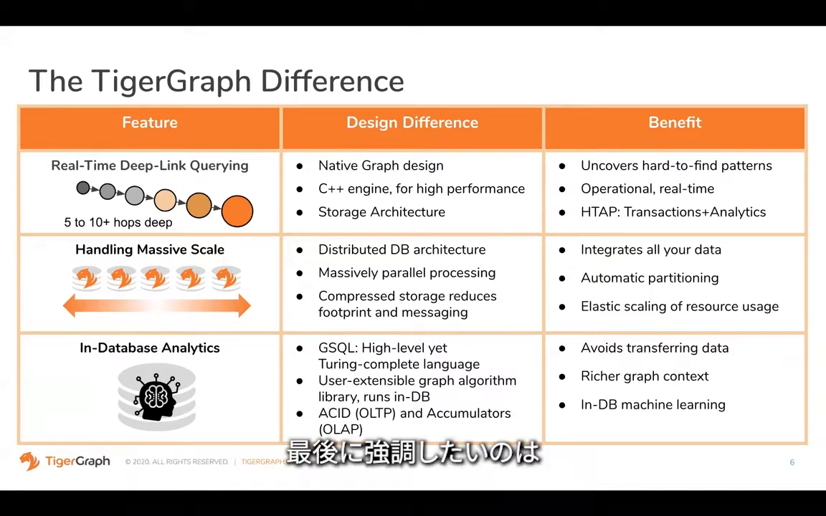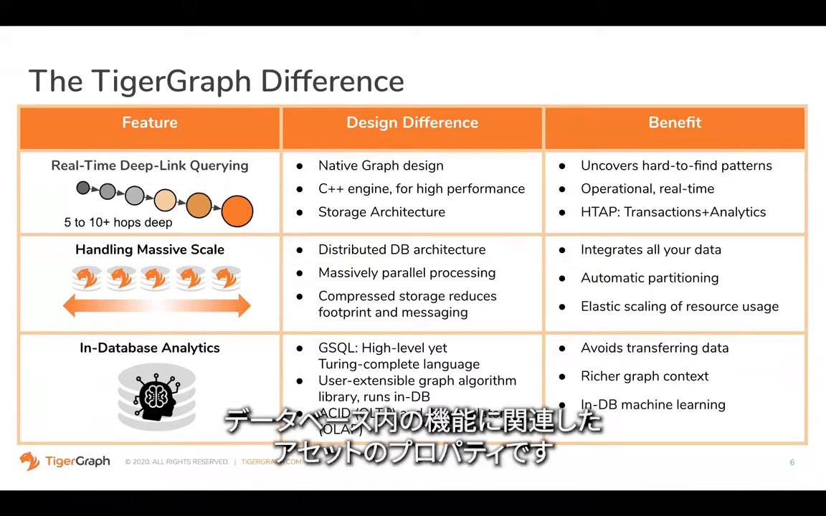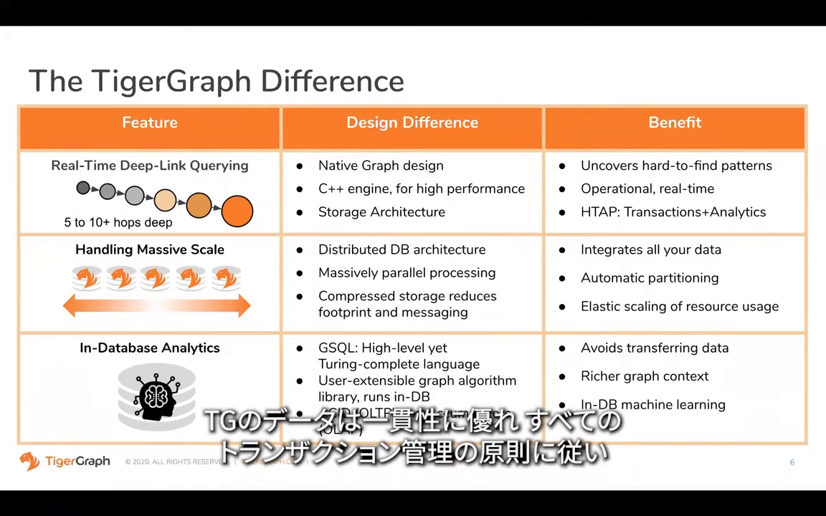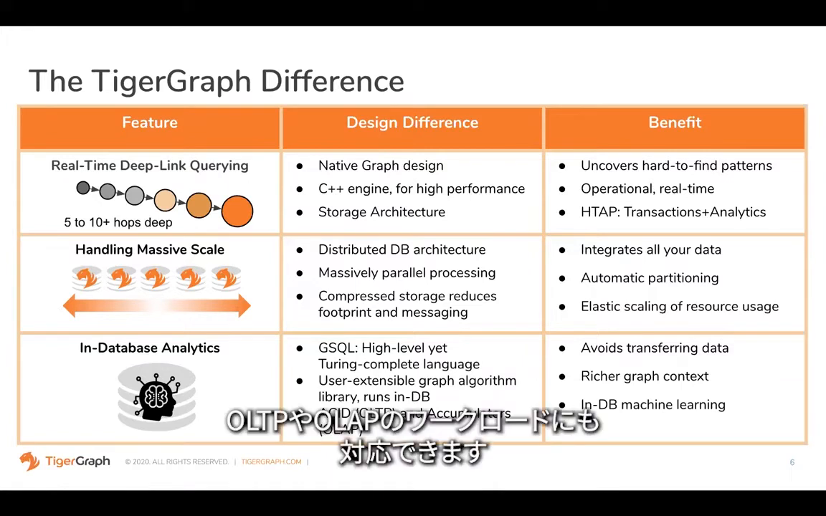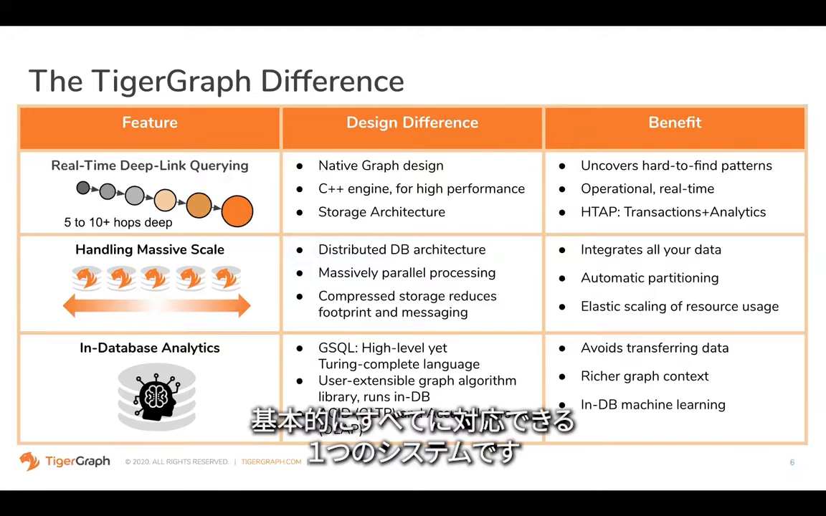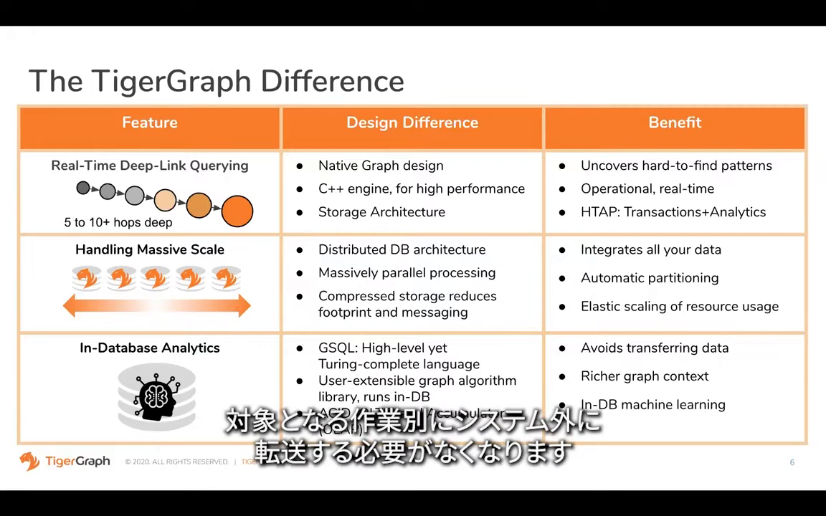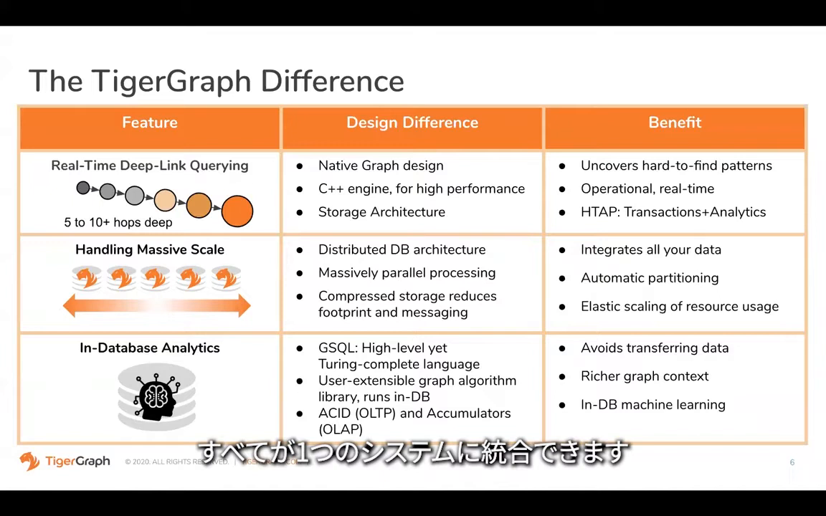And the last thing I want to emphasize on the in-database capabilities is the ACID properties. All of our data is strongly consistent. So we ensure that all of the transaction management principles are followed, so that not only do you do the analytics, but you can also be sure that the results are consistent. So you can support both OLTP as well as OLAP workloads. So basically, you have one system where you can avoid transferring data out of the system for each workload, and rather unify your workloads on one system.